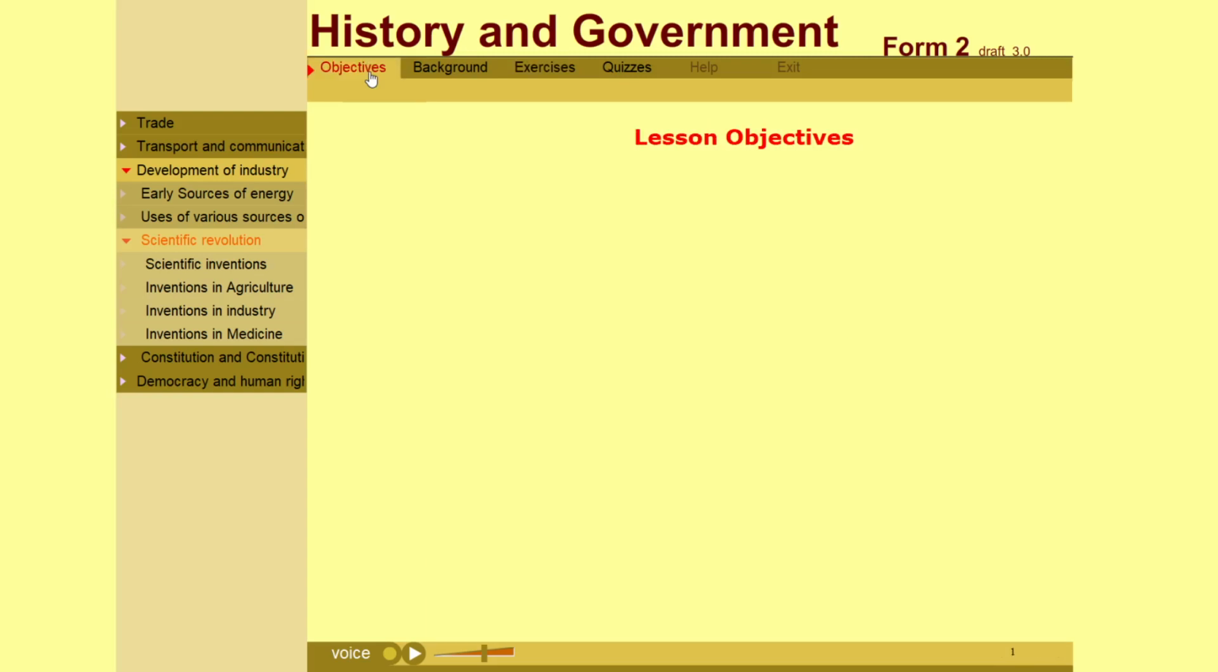By the end of the lesson, you should be able to define the term scientific revolution, identify the scientific inventions in agriculture, industry, and medicine, and discuss the effects of scientific revolution in agriculture, industry, and medicine.